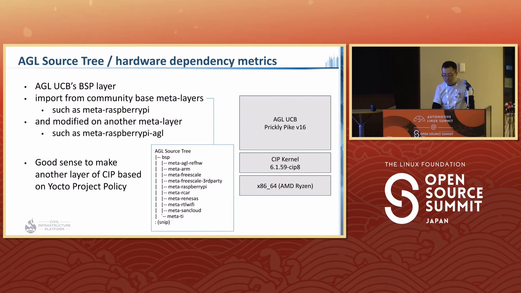Since I'm working with the kernel, my first consideration was to make the change in the BSP layer. AGL BSP layers import community-based meta layers directly, such as meta-raspberrypi. If modifications are needed, the AGL members make another meta layer specifically for AGL UCB, such as meta-raspberrypi-agl. So there are separate BSP layers for each board. Changing the kernel in all of them was not practical. Therefore, I decided to prepare the CIP layer as another meta layer.